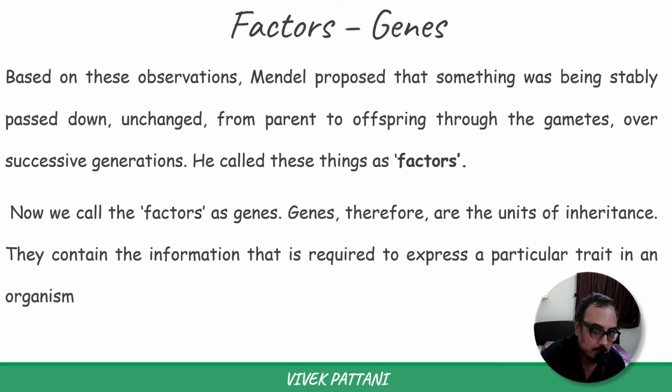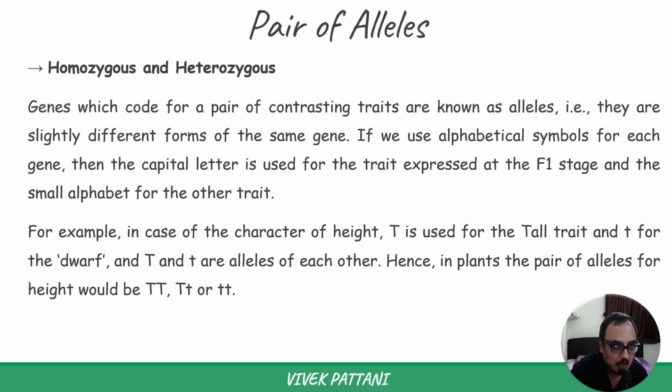Moving forward, factors. The term Mendel used for genes previously was factors. Based on the observations, Mendel proposed that something was being stably passed down, unchanged, from the parent to the offspring through the gametes over successive generations, which he called factors. Now we call the factors genes, and they are the units of inheritance, containing the information that is required to express a particular trait in an organism. Now, pair of alleles: one is homozygous, meaning the pure one, and the other is heterozygous, which are basically the hybrid ones.